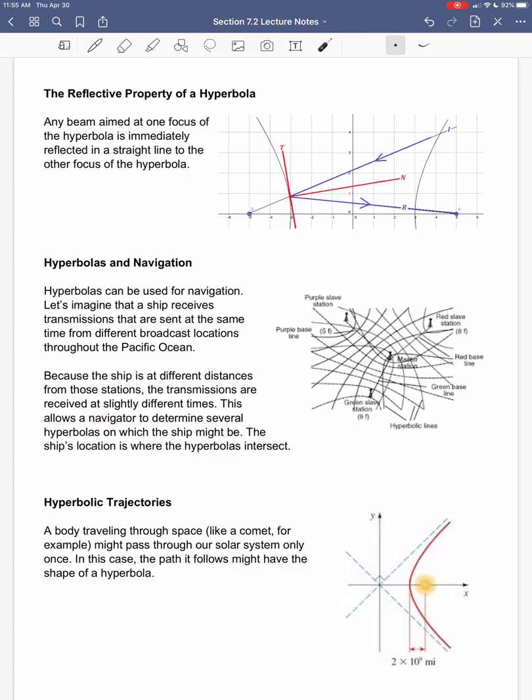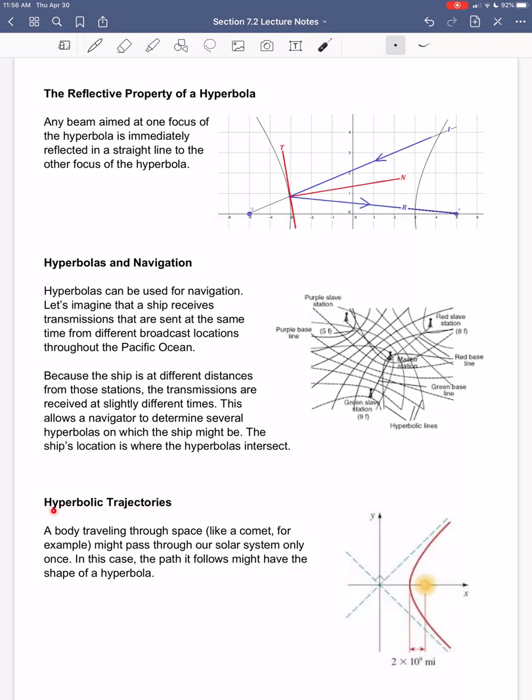This allows the navigator to determine several hyperbolas on which the ship might be. The ship's location then is where the hyperbolas intersect. And I just grabbed this picture from the internet. I didn't make it. I don't know what it exactly means by slave stations and master station. But these hyperbolic lines, those are the possible places a ship could be. And so we wouldn't have all of these going on at the same time, but we would find where a couple hyperbolas intersect, and we know that's where the ship is.